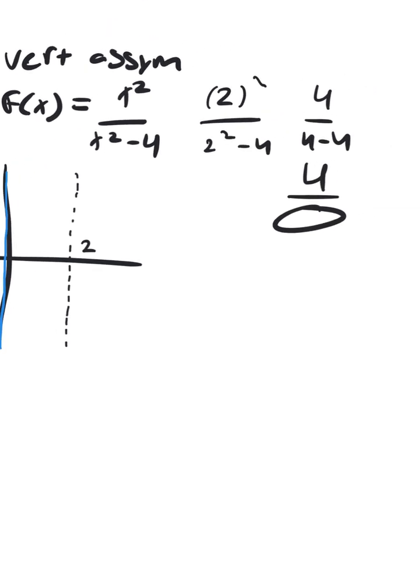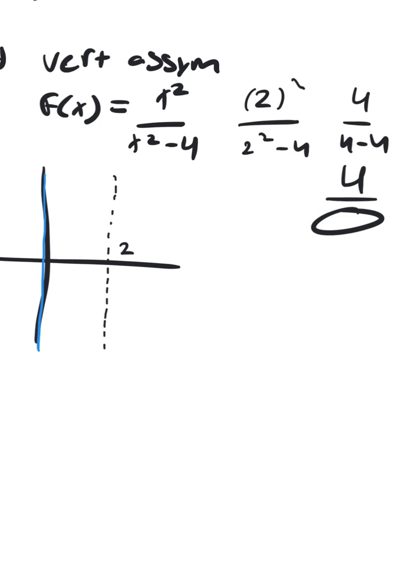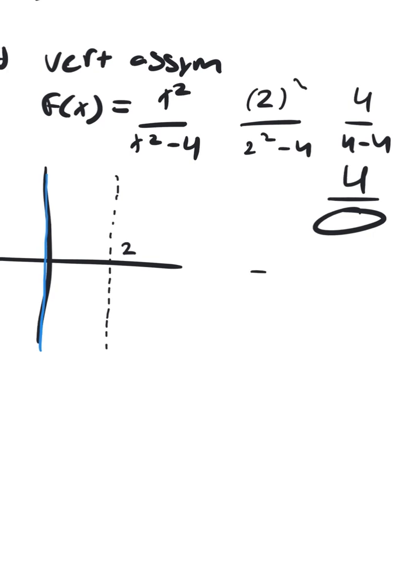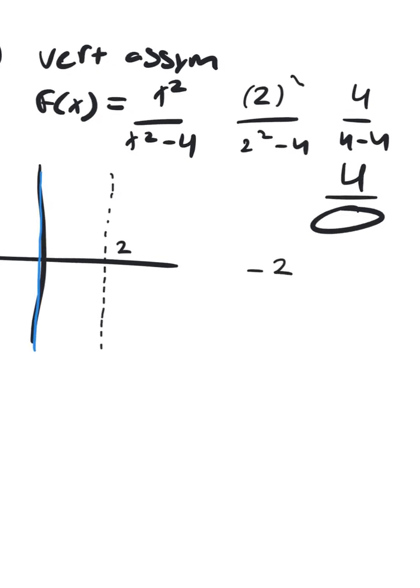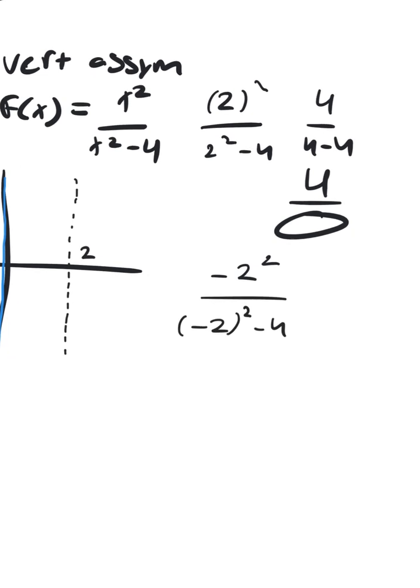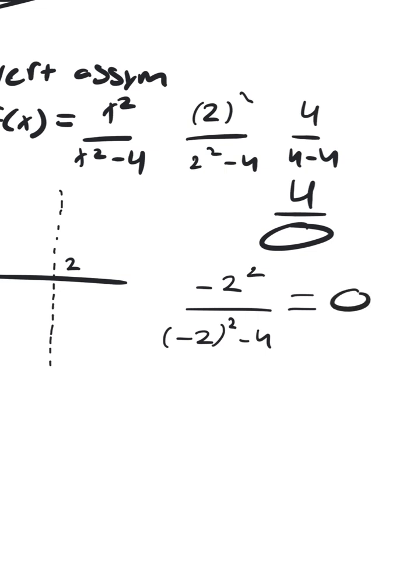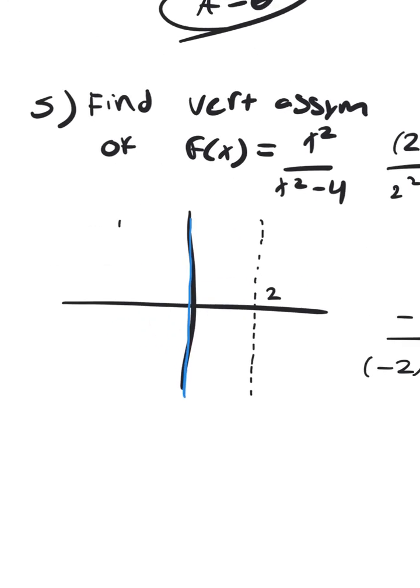Now we have to find another one. Well, we know that negative 2 squared is also 4. So if we do negative 2 squared minus 4, this is also going to equal 0. So that's our other vertical asymptote.